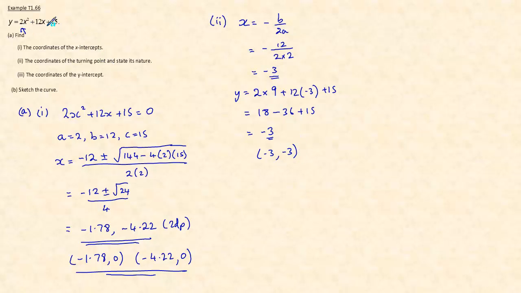And the coefficient of x squared here is positive, so we have a happy curve, and therefore this is a minimum. So, for part 3, we want the coordinates of the y-intercept. So that means x is 0. Looking at this, that means that y is 15. So 0, 15.